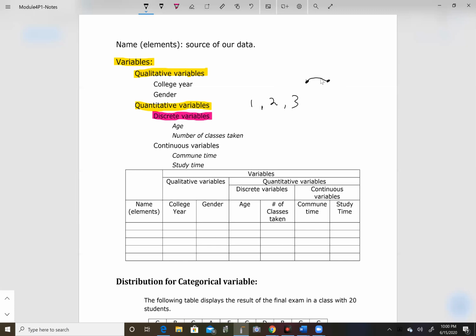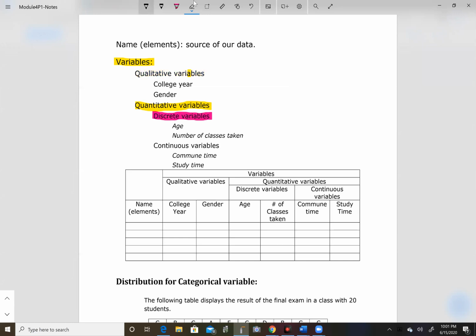And you may have talked about discrete variables in earlier math classes. So we have discrete variables, age, number of classes taken. I would say number of classes taken is most definitely a discrete variable. I might say age doesn't necessarily have to be a discrete variable, right? Like I could be 40 years and 2 months, right? I don't have to just be 40 years old. But a lot of the times in statistics, you're going to just use it as a discrete variable because it's not really going to make as much sense when you're analyzing the data to have age be a continuous variable.